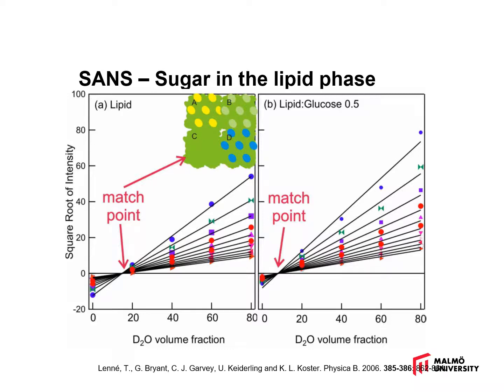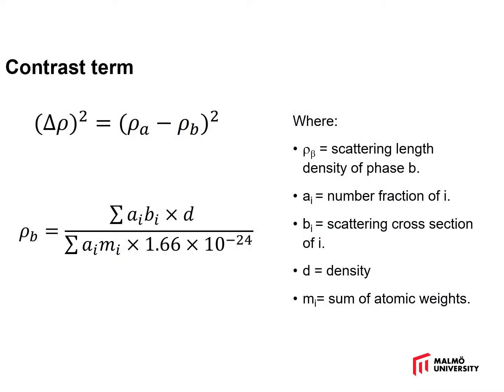But the contrast term for a two-phase system is just the square of the difference between the two scattering length densities. The scattering length density is just the summation of the scattering cross-section for all the atoms in a representative volume of that material. So you can see it's a function of the number or the stoichiometry of the molecule, the individual cross-sections, the density, which relates the molecular formula to the mass, and the sum of the atomic weights.